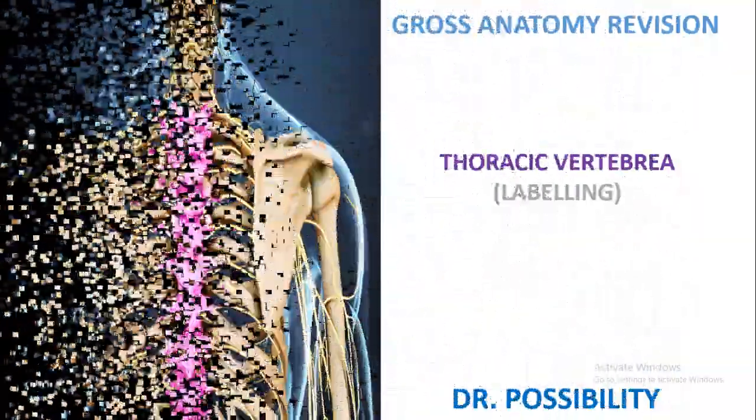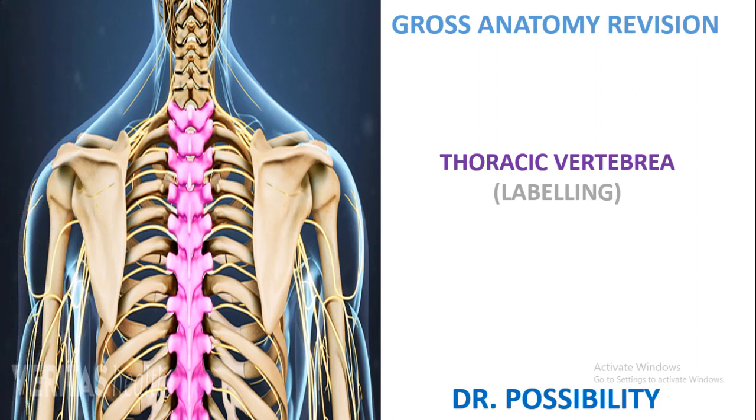From Excel Academy. In this class, I'm just going to explain how to label the thoracic vertebra. We need to understand that the thoracic vertebra is part of the vertebral column, which is also known as the spinal column. The spinal column provides an attachment for muscles, and it is also where some nerves originate and come from.